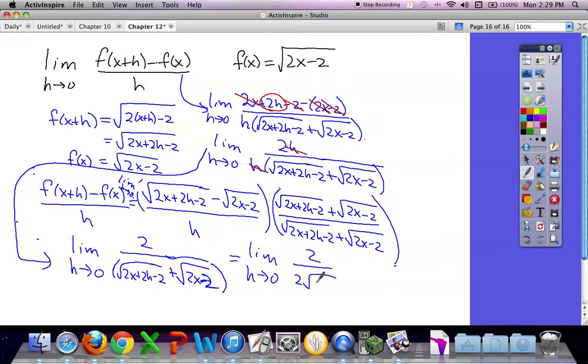Actually, that's not even a limit anymore because we substituted for h equals 0. 2 times 2x minus 2. And of course, you could cancel the 2's. Well, there's a lot of 2's going on there, but you can cancel that 2 with that 2. So the answer is 1 over the square root of 2x minus 2.